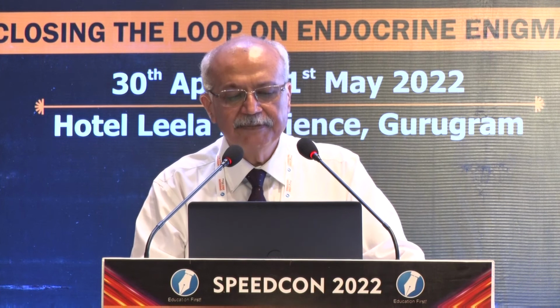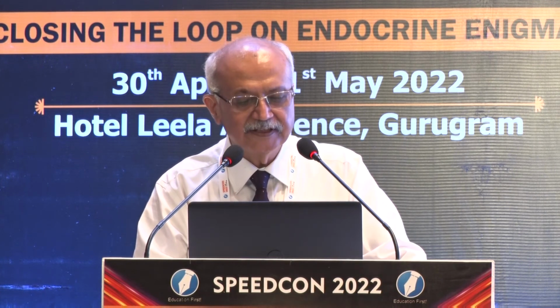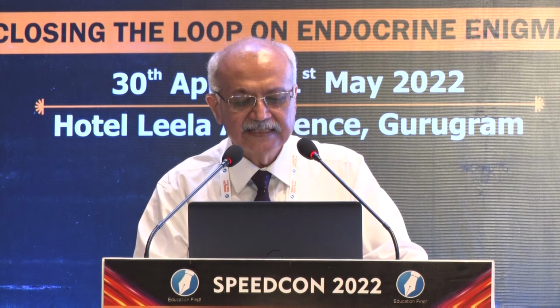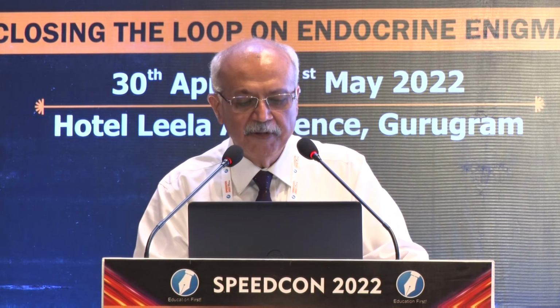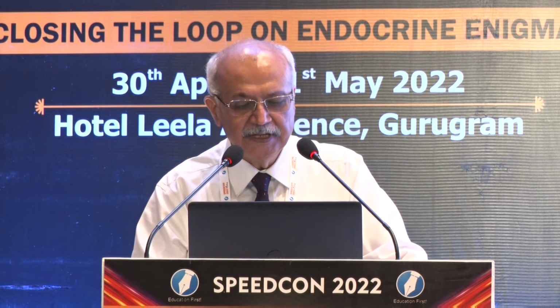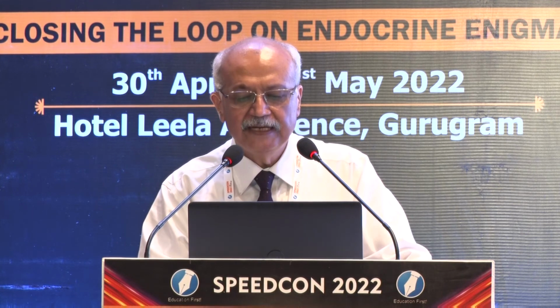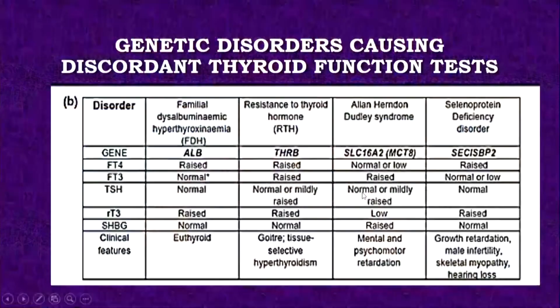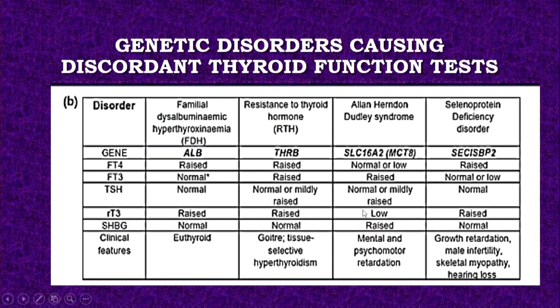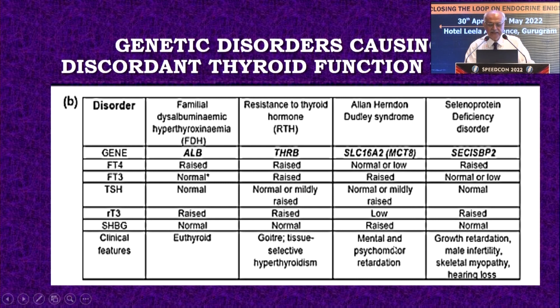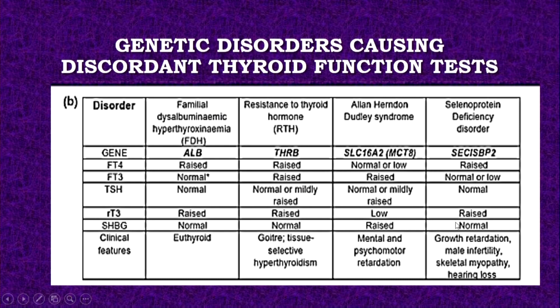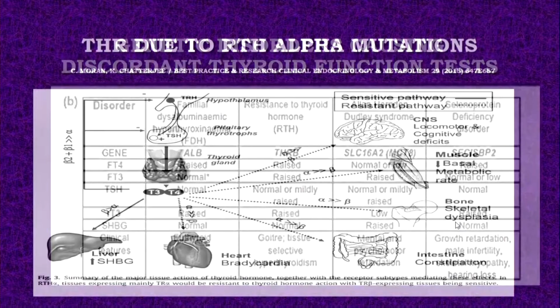In resistance to thyroid hormone, there is raised T3, T4, normal TSH, raised reverse T3, and normal sex hormone binding globulin. There is goiter present, selective hypothyroidism is present. In Allan-Herndon-Dudley syndrome, there will be normal T4, raised free T3, and TSH will be normal, reverse T3 will be low, and mental and psychomotor retardation is there. In selenoprotein deficiency, there will be raised free T4, normal free T3, TSH will be normal, and there will be growth retardation, male infertility, skeletal myopathy, and hearing loss.